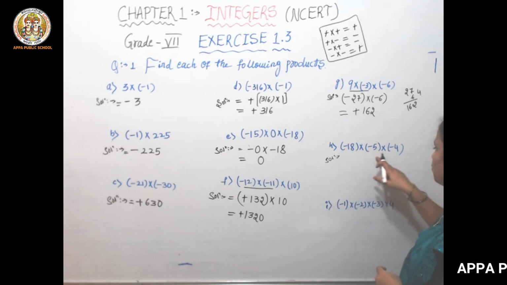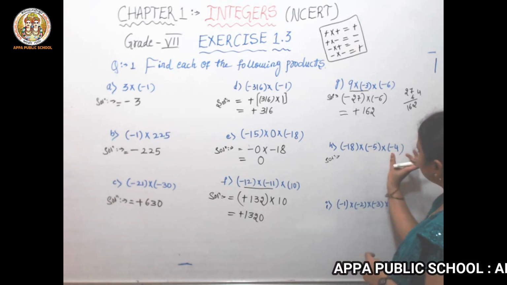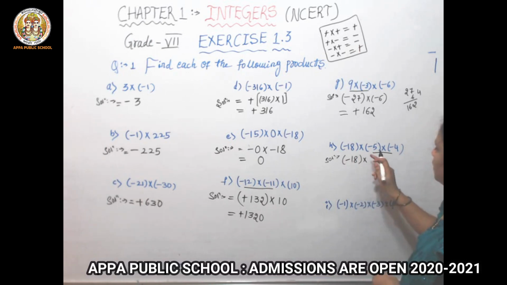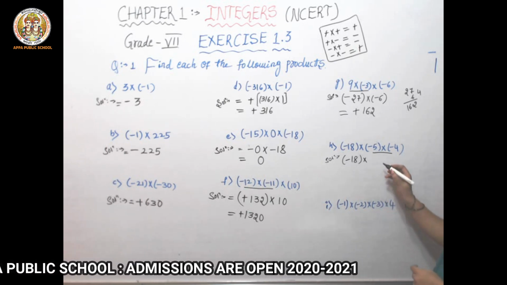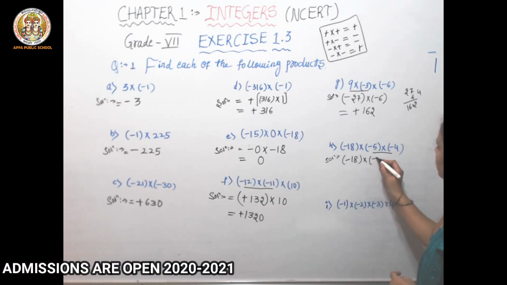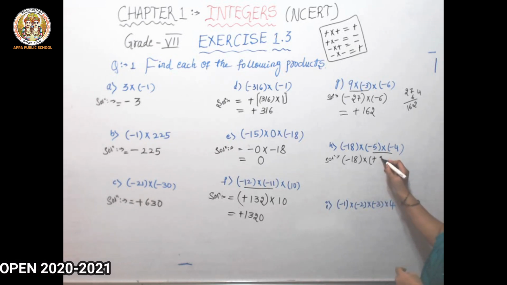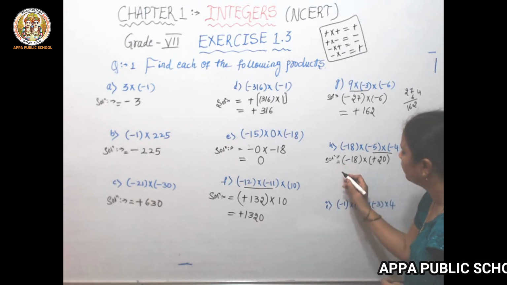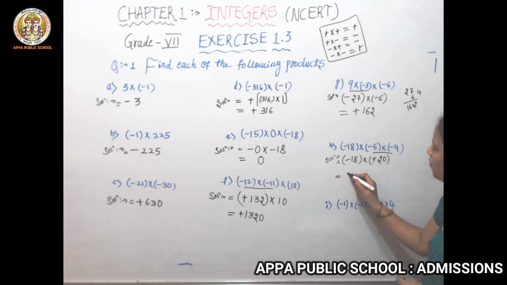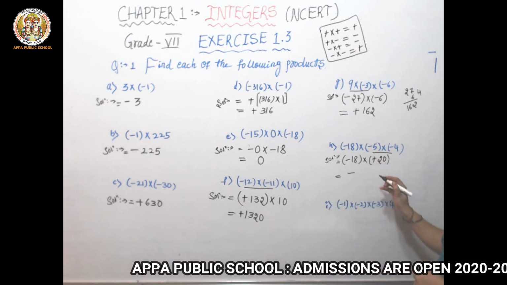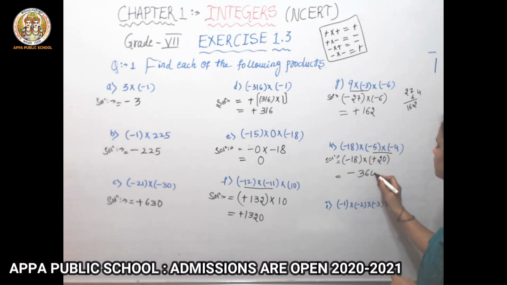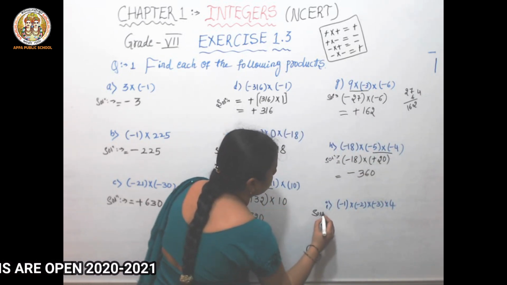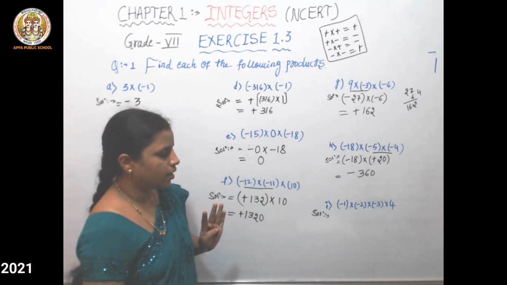Now as these two are small numbers, first I will multiply these two numbers. See here, minus 18 as it is. Now minus into minus is plus, 5 4s are 20. Now it is easy to calculate. Now it is minus into plus, minus 18 2s are 36, 360.